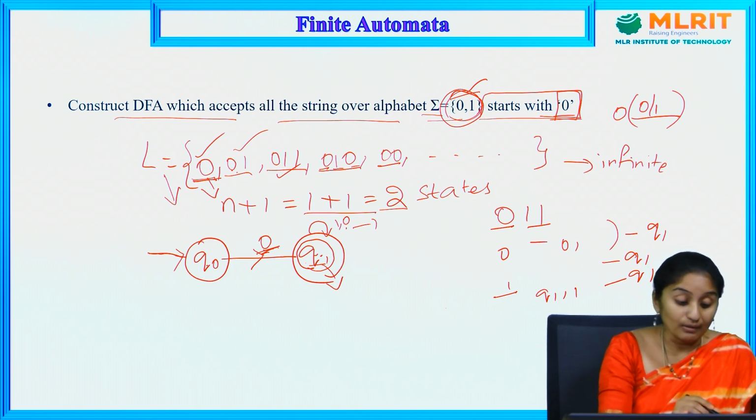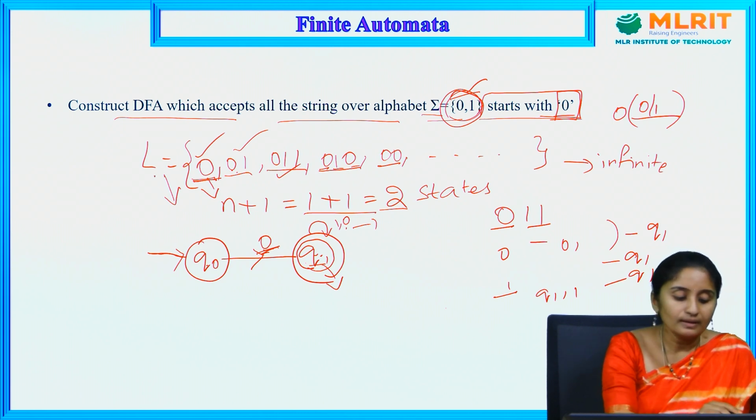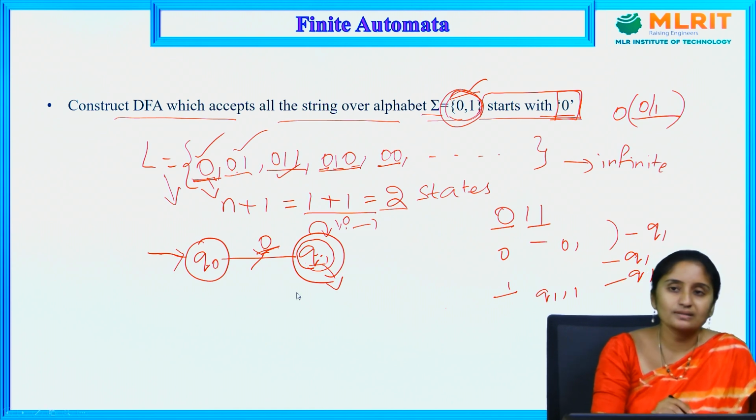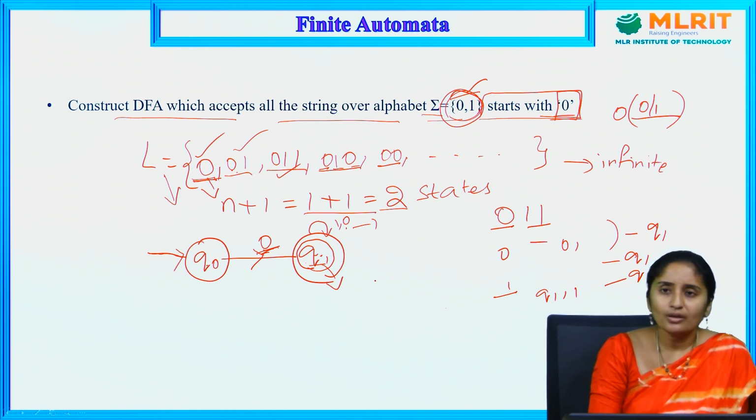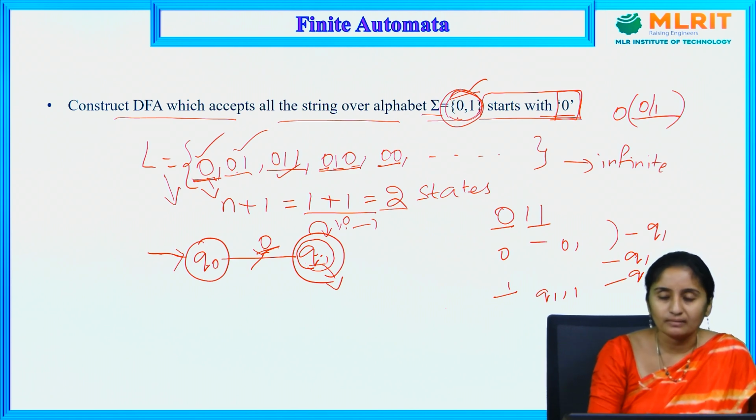But we need to check whether this diagram is a DFA or not. See here, all the strings of the language are accepted by this diagram, but it is not a DFA. The diagram which we have constructed is not a DFA. So we should make it a DFA. What is the DFA definition we have? For every input, there should be some path.